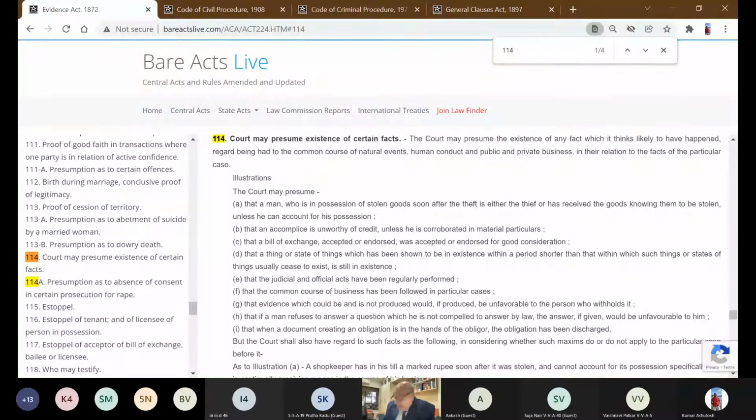Number one, the court may presume the existence of any fact which it thinks likely to have happened, regard being had to the common course of natural events, human conduct, and public and private business in relation to the facts of a particular case. So there are four circumstances which are listed in this section 114.